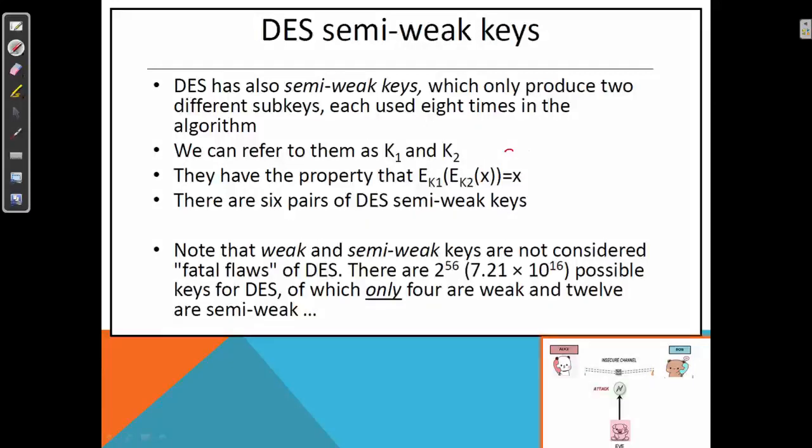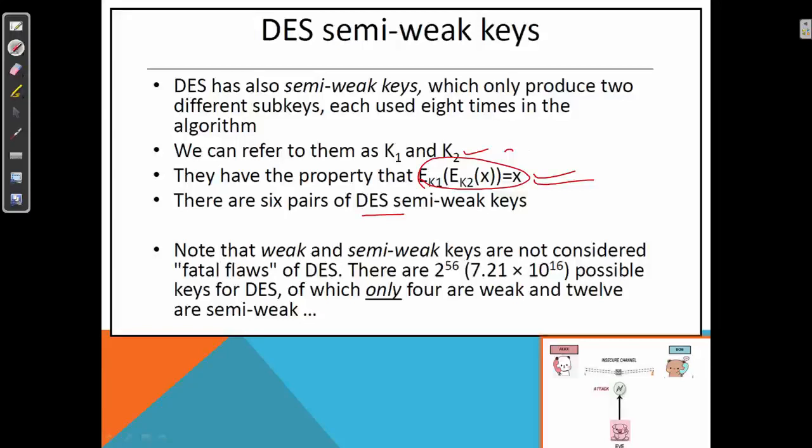So it means they are producing 8 same keys each. We can refer to them as K1 and K2. They have the property that E_K1(E_K2(X)) is X, if these 2 subkeys are inverses of each other. So there are 6 pairs of DES semi-weak keys.